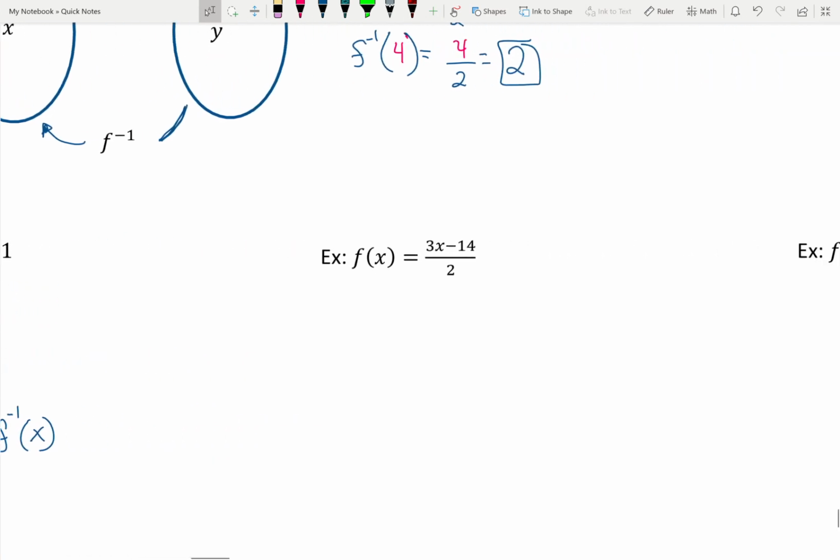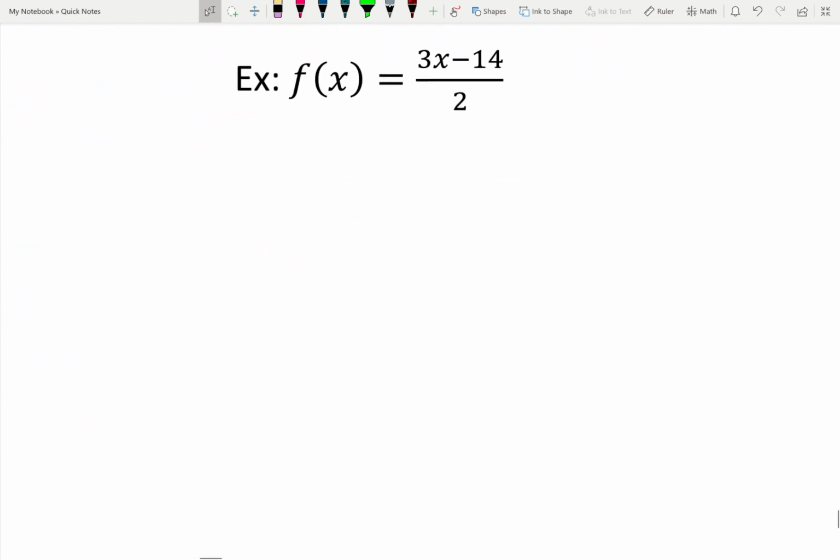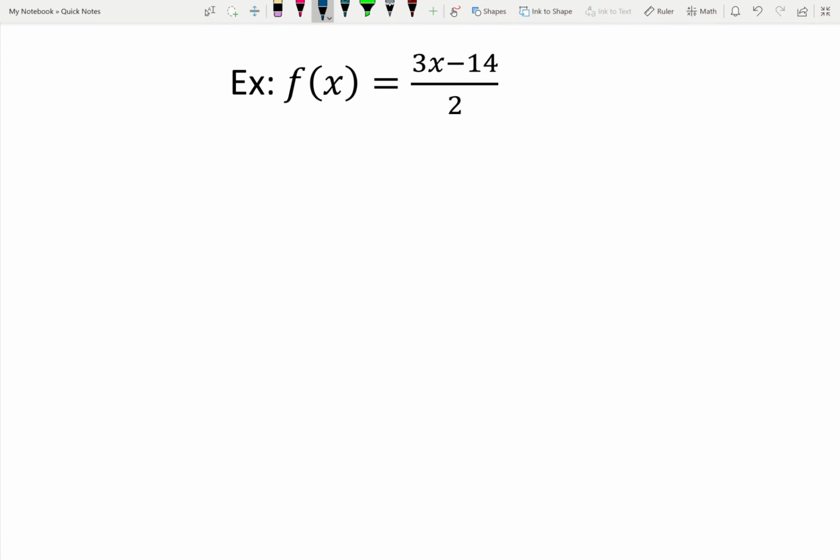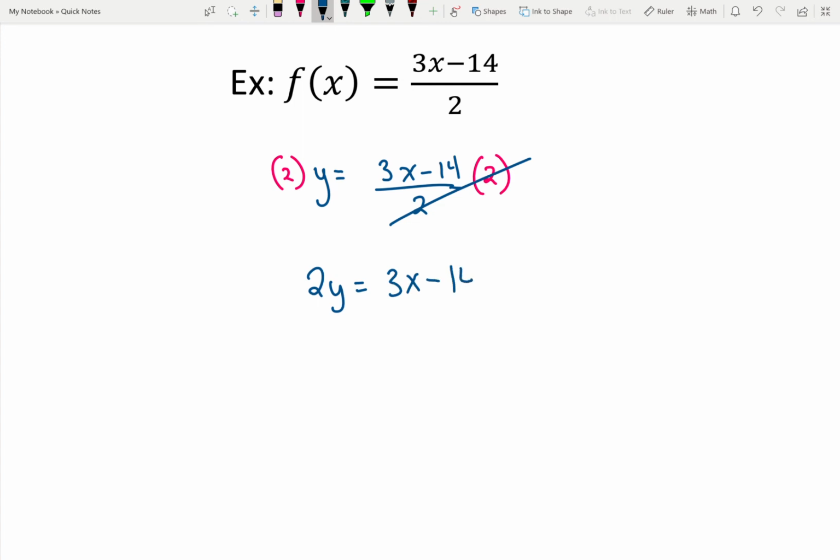Okay, so let's do another one. All right, so we have f of x equals 3x minus 14 divided by 2. So first step again, rewrite it as y equals 3x minus 14 divided by 2. First thing I'll do is get rid of this denominator 2, so I'll multiply both sides by 2. When I multiply both sides by 2, these 2's cancel out. So I have 2y equals 3x minus 14.